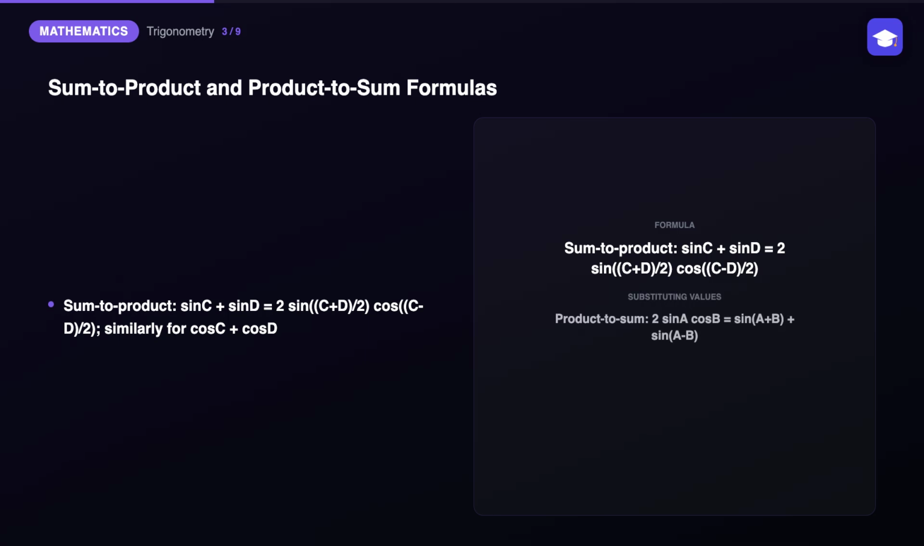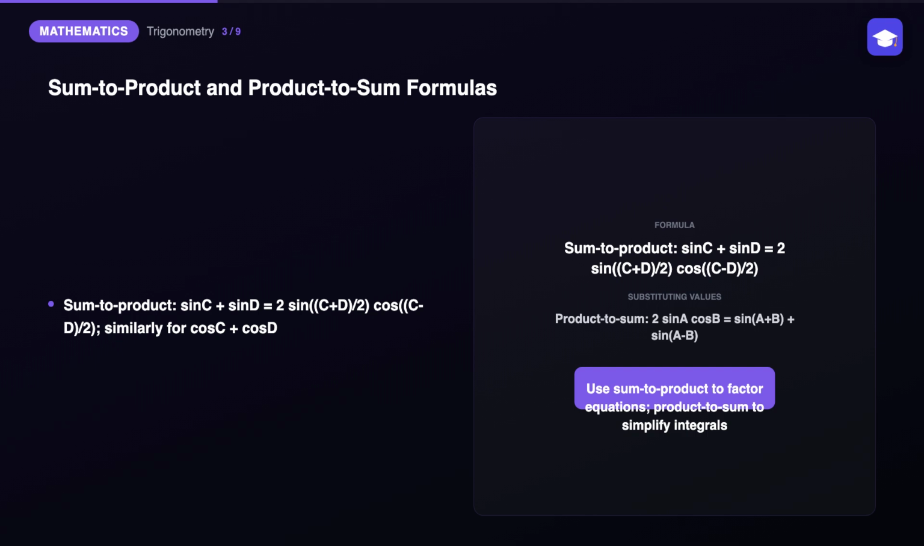Sum to product formulas convert a sum or difference of two trigonometric functions into a more useful product form. Sine C plus sine D equals 2 sine of C plus D over 2 times cosine of C minus D over 2, and cosine C plus cosine D equals 2 cosine of C plus D over 2 times cosine of C minus D over 2, with corresponding closely related but distinct versions for the specific difference cases as well.